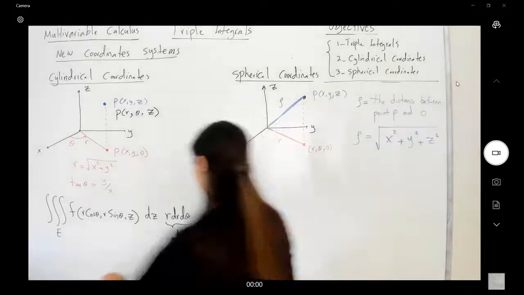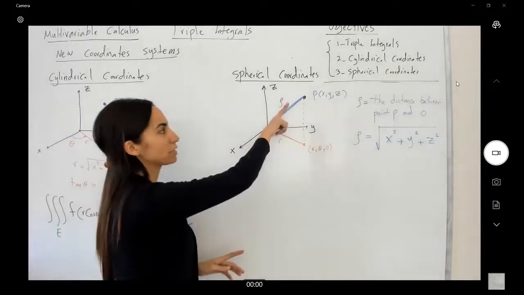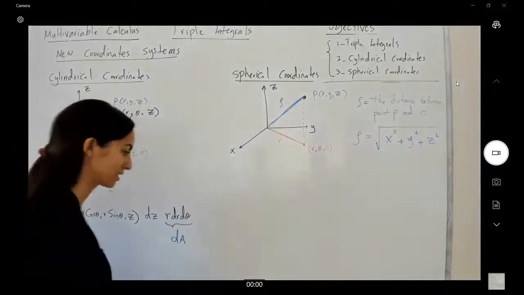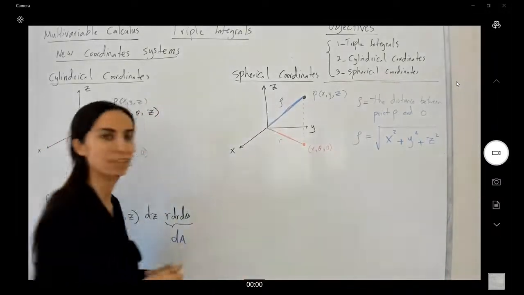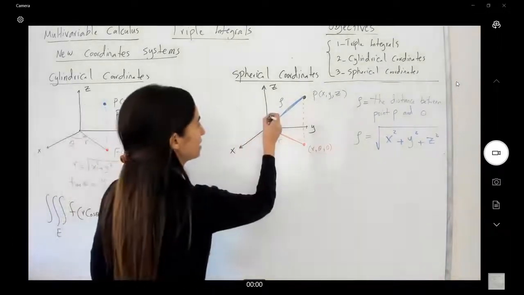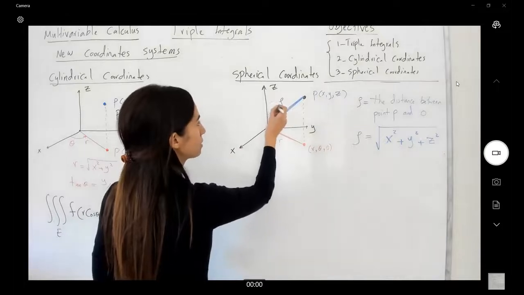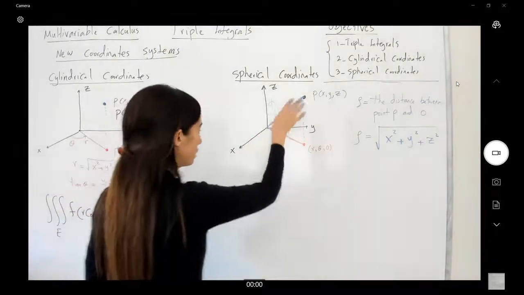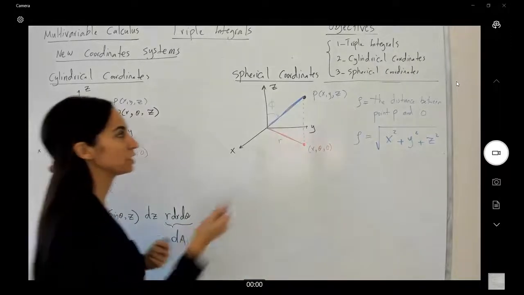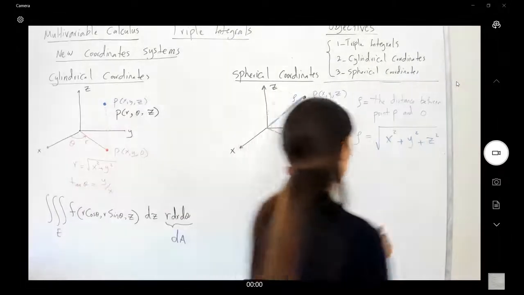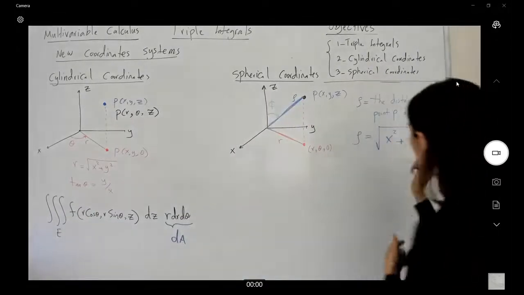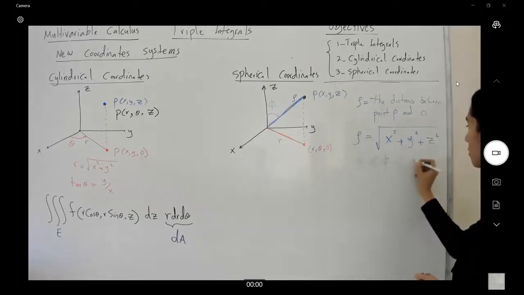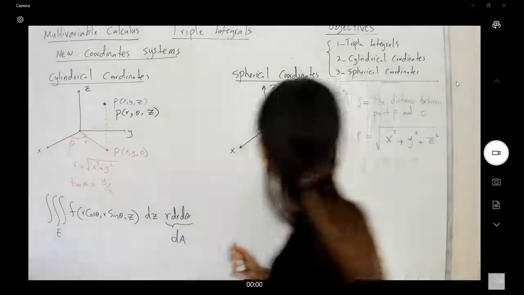Well, how about the angle that this point makes with the positive side of the z-axis? We call this phi. So this angle is phi. By convention, we say that phi must be between 0 and pi. This is just by convention.